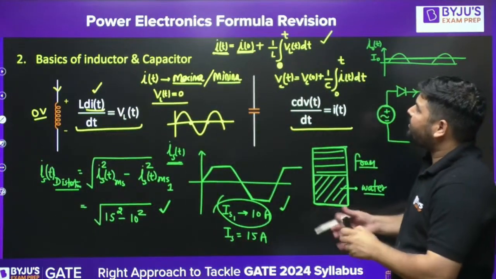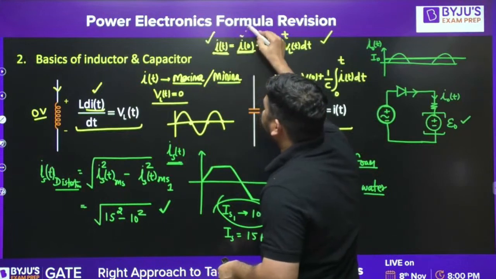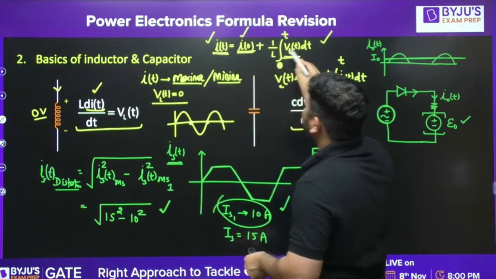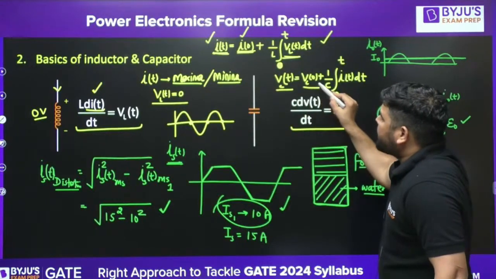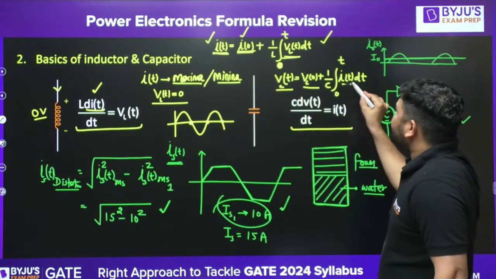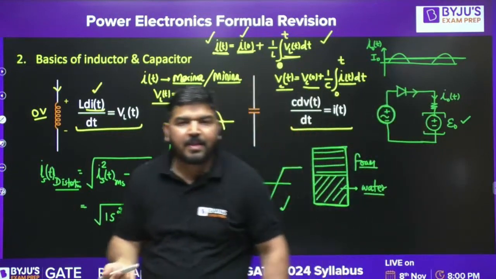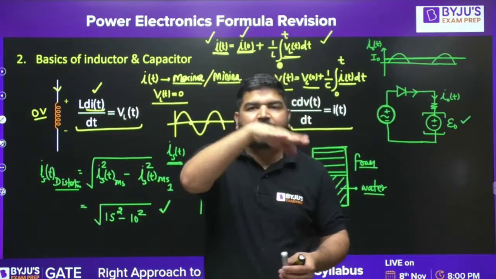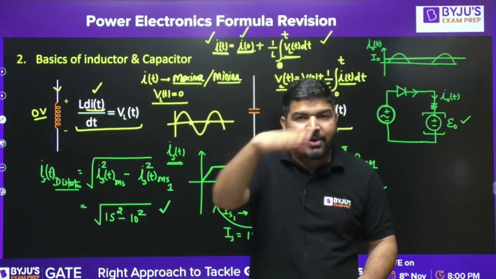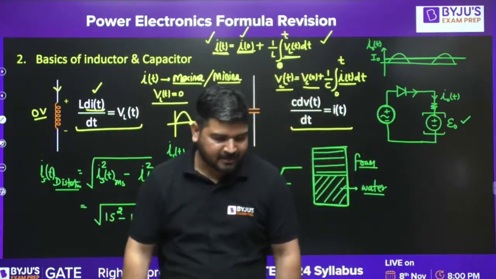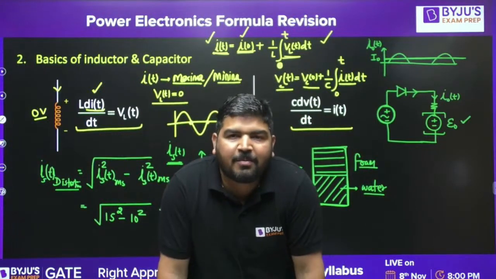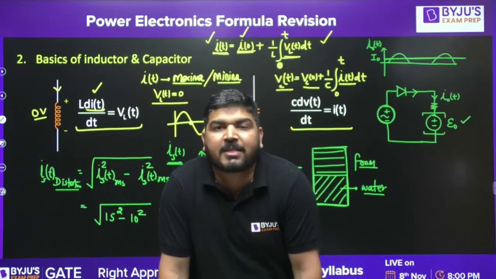In inductor, what I was saying is, if the current through the inductor is periodic, then the average voltage will be 0. In capacitor, if the capacitor voltage is periodic, then the average current through the capacitor will be 0. It means if the capacitor voltage is changing periodically, then there will be no DC component through the capacitor. Average current of the capacitor will be 0.